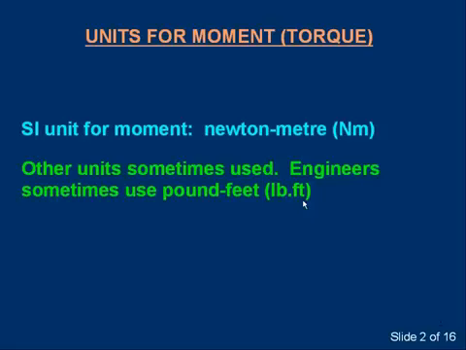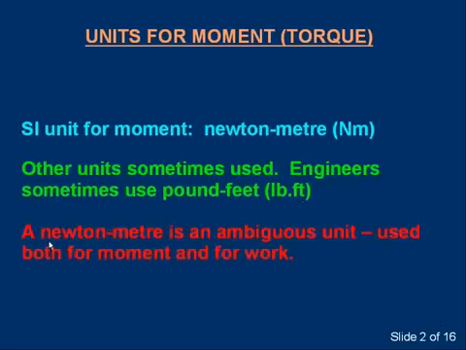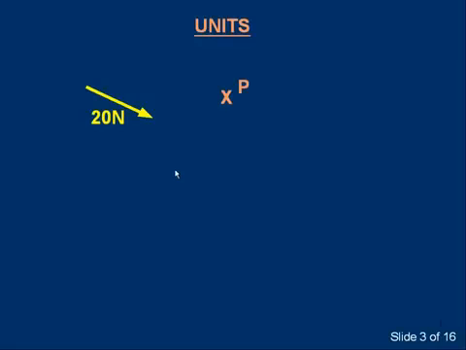I'm not going to say any more about them. What I will mention though is this, that a Newton meter is actually an ambiguous unit. It can mean two different things. It's used both for moment and also for work. Now I hope you've met the idea of work or work done already. Let's briefly talk about it.